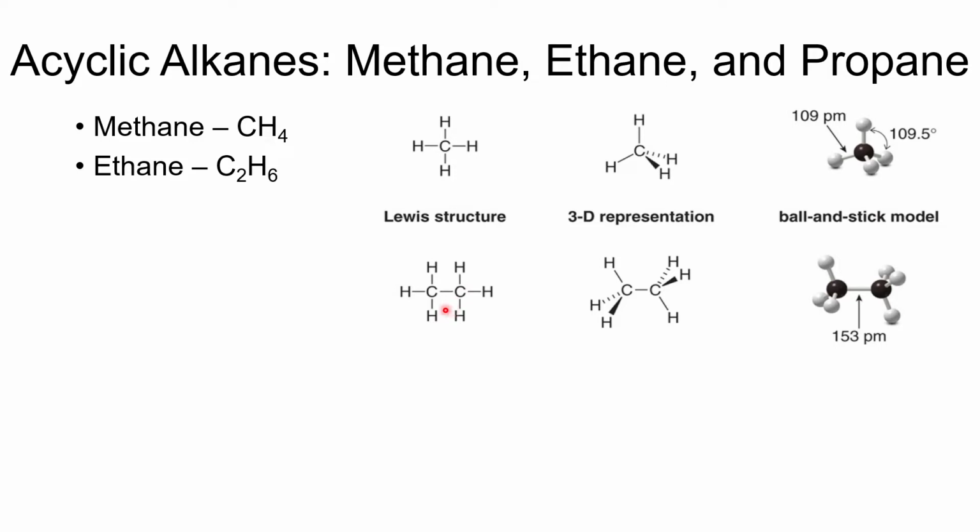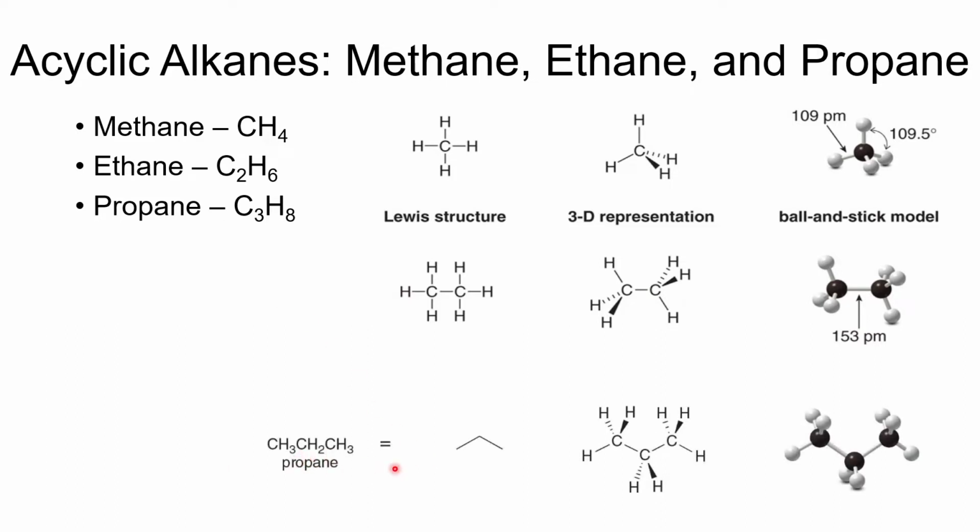Here is ethane. It's C2H6. And again, it's not a flat molecule like this. It's 3-dimensional. We've got 2 sp3 hybridized carbons, and you will see here, this is what our ball and stick model would look like. Propane has 3 carbons. Here is our skeletal type structure for it, and then here is a 3D representation and a ball and stick model. All right, so that is methane, ethane, and propane.